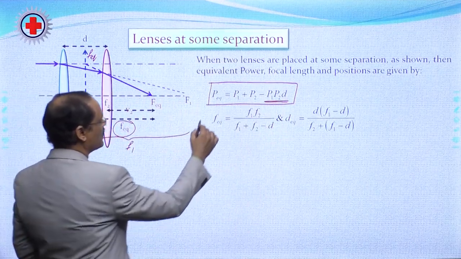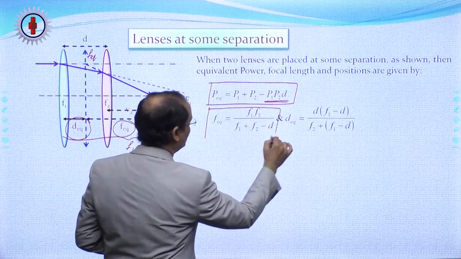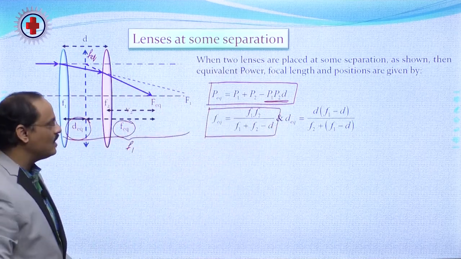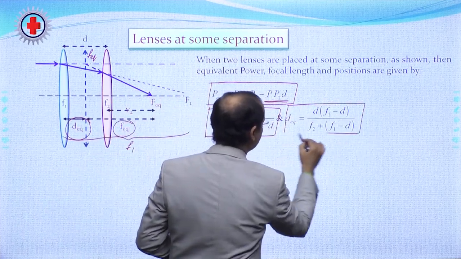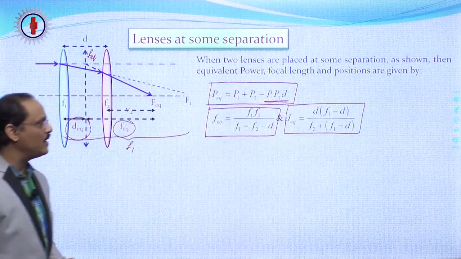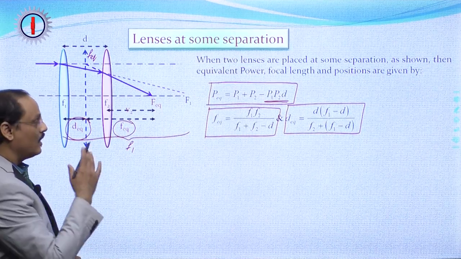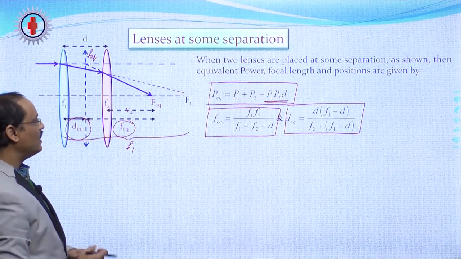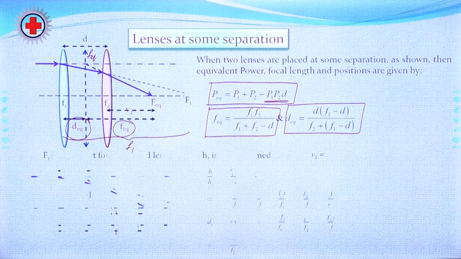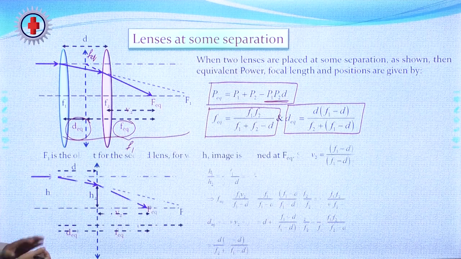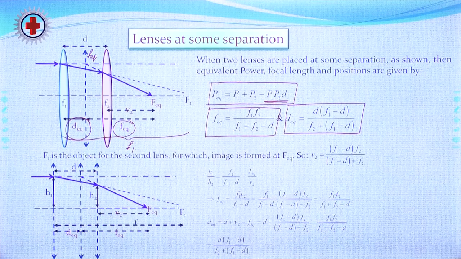Equivalent focal length comes out to be f1 f2 upon f1 plus f2 minus d, and the equivalent position of the equivalent lens comes out to be d into f1 minus d by f2 plus f1 minus d, that is the equivalent distance. Now, let us calculate that particular value. You need to be careful to understand that particular calculation.